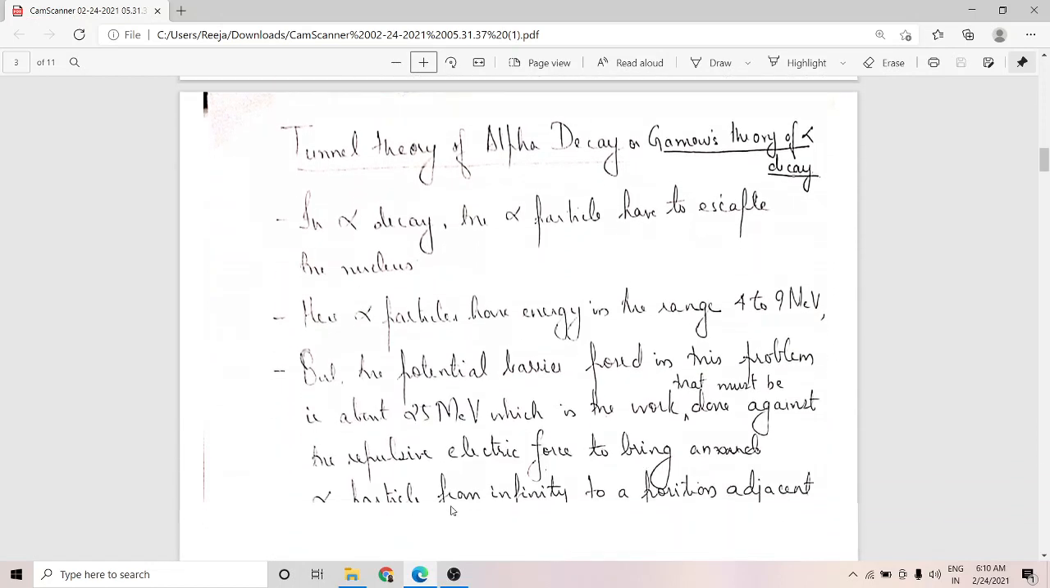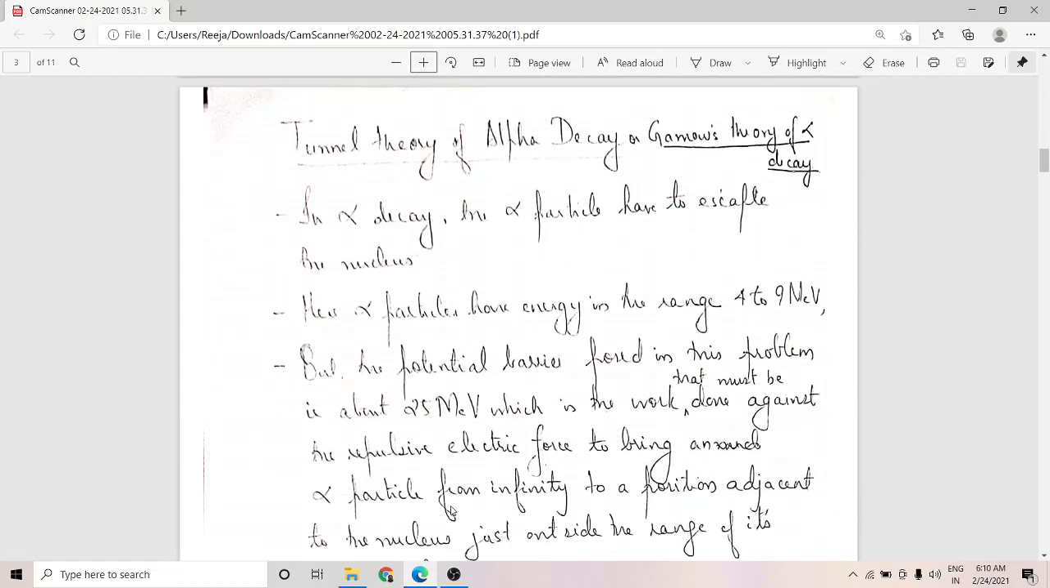Next, we come to the important essay, first important essay from this chapter, that is the tunnel theory of alpha decay or Gamow's theory of alpha decay. Now, what is this tunnel theory? In alpha decay, an alpha particle has to escape from the nucleus. Now, alpha particles usually have energies in the range 4 to 9 MeV, whereas the potential barrier posed to the alpha particle by the nucleus is about 25 MeV.